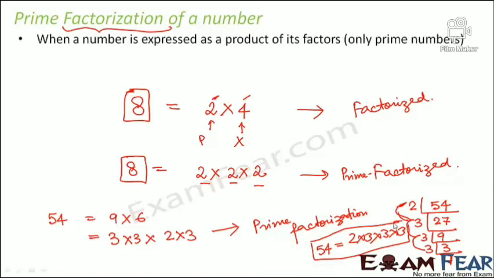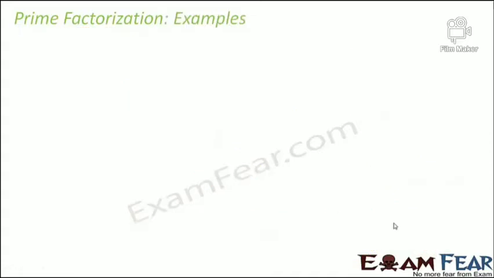So you start with the smallest prime number by which that number is exactly divisible. Then you write its quotient and again repeat the process with the smallest prime number possible. Continue this until you get 1. And then you can represent that number as a product of the prime factors. Let us look at some examples of prime factorization.